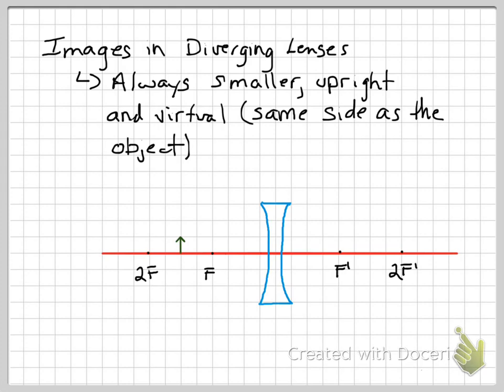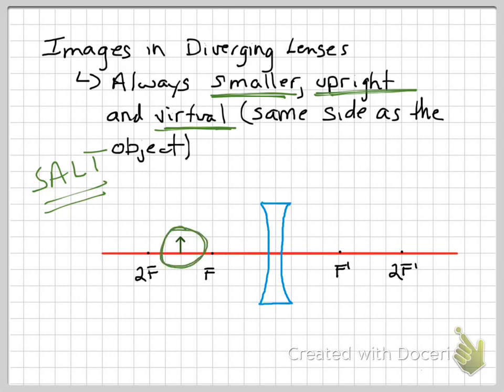So, images in diverging lenses. Again, if we were to talk about salt again, images are always smaller, they're always upright, and they will always be virtual. That's the same characteristics no matter where you put that image, because when you are locating an image, for example, this is our object on this side, we will be looking from this side, so the non-object side. So we're going to be looking back through the lens. That's how we are going to see our image.